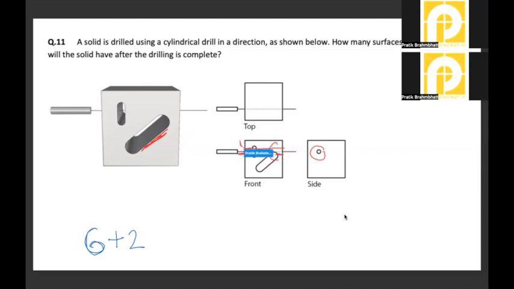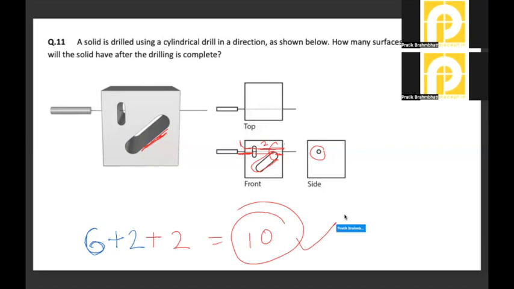This is one cylindrical surface, and there will be a continuous cylindrical surface. This will be the second continuous cylindrical surface. There won't be a third cylindrical surface divided by this existing cutout. So plus 2 for the drilled surface. When you add this up, the total number of surfaces that the solid will have after drilling will be 10, which is the correct answer.